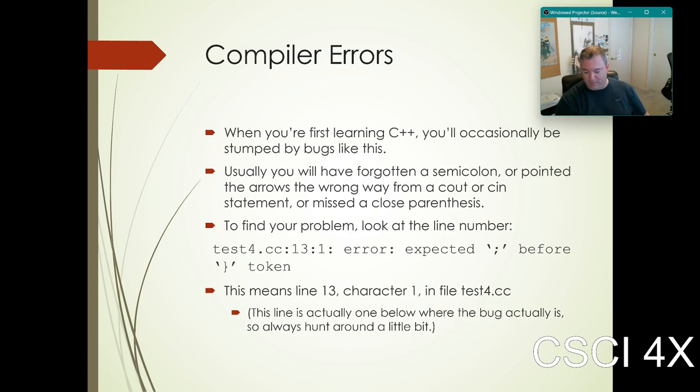Cunningham, what does this mean? When you compile your code and you get an error message that says test4.cc:13:1:, there's a lot of colons there. What does this mean? What are these three things here? This and this and this.